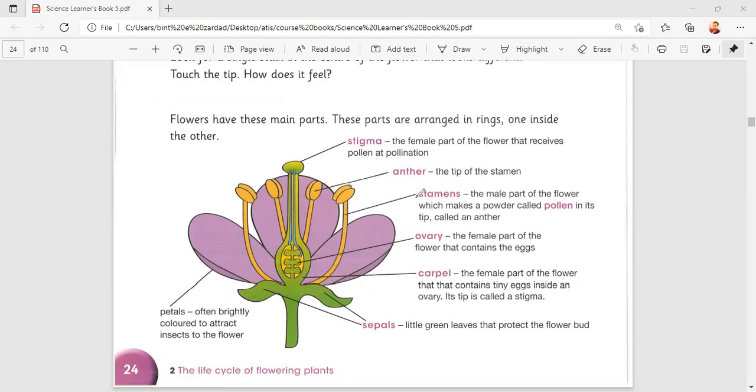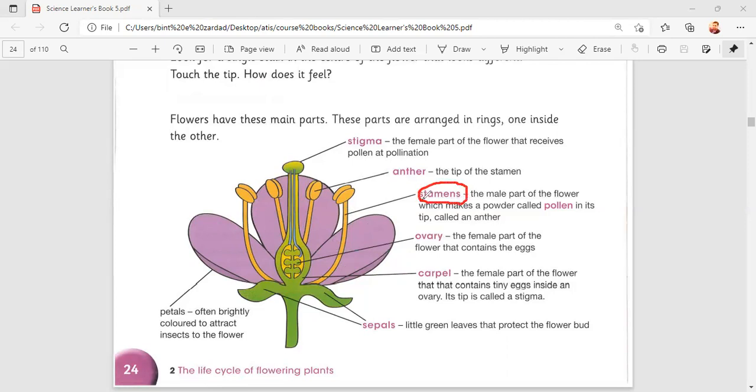So what is their job? The anther makes pollen, like a powder, which helps in the pollination process. The next topic, pollination, we will discuss after that. So what is the stamen? The male part of the flower which makes a powder called pollen in its tip, called the anther. This is the filament. This complete male part is named the stamen.